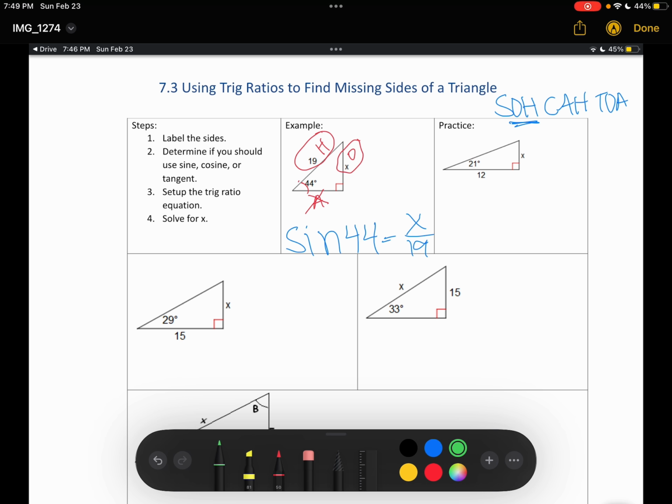So to solve this one for x, it's being divided by 19, so we're going to cancel that out by multiplying by 19. Multiply this side by 19, and then you can type the whole thing into your calculator just like that. So when you do that, you are going to get 13.19.